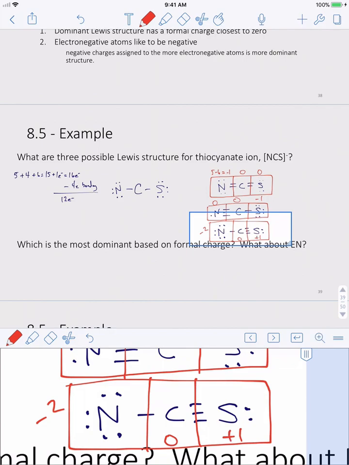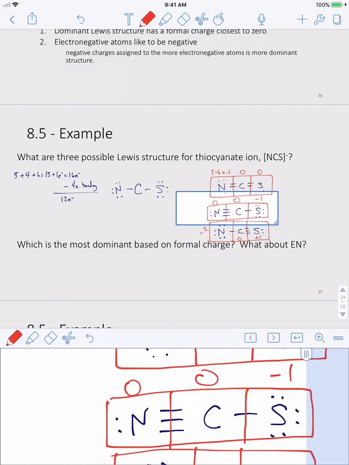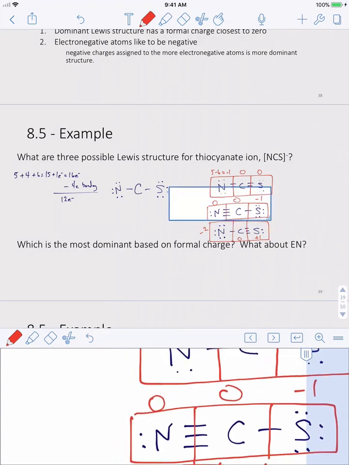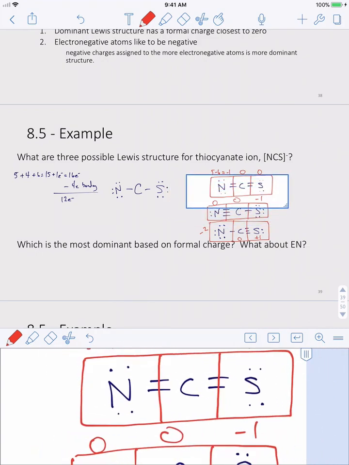Sorry, this should be a plus 1. Sulfur should have 6, and it only has 5, so it's plus 1. I'm sorry about that. So here now we have to decide which is the dominant structure based on the formal charge. Okay, so we've got to think about each of these possible structures. We want to pick the one where the formal charge is minimized.